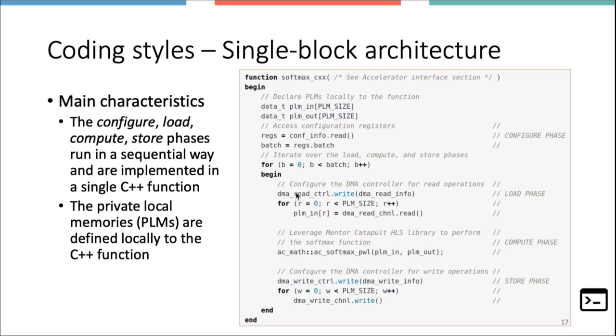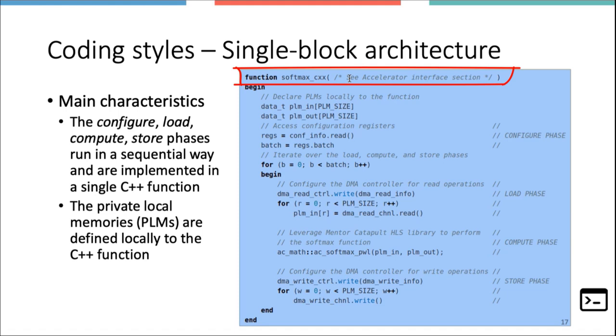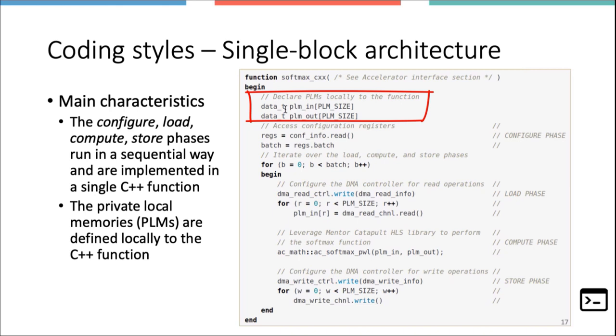Let's consider the simplest style. The main characteristics of a single block architecture are that the phases run in a sequential way and are implemented in a single C++ function, and the private local memories are defined locally to the C++ function. You can see here the pseudocode for the softmax function, and we will see the C++ implementation in a minute. This is just to give you an overview of the implementation in a single slide. On the top, we have the interface that we have previously defined here, the signature of the function. And later on in the function, we define the local memories, the PLMs, as arrays.